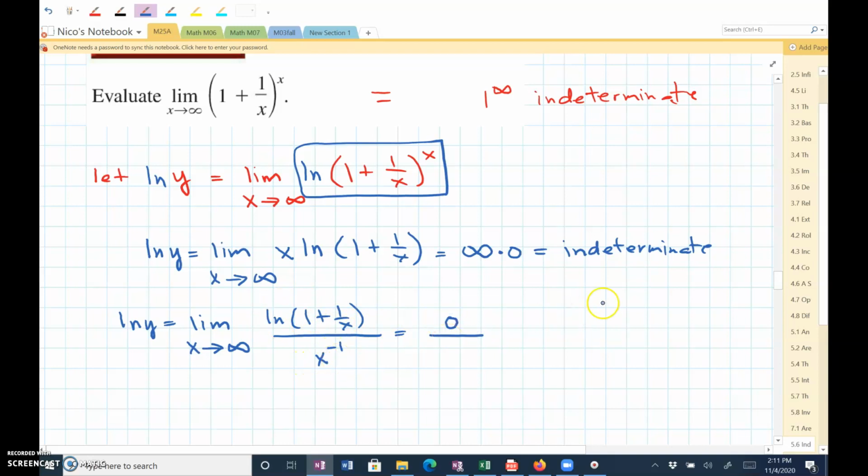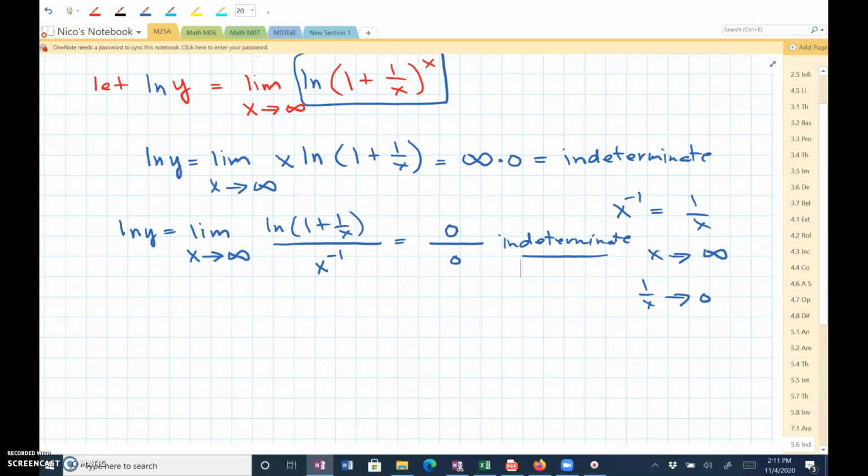and this x to the negative first is equal to 1 over x. As x goes to infinity, 1 over x goes to 0. So that would be 0. So this is indeterminate. So we're going to use L'Hopital's rule.